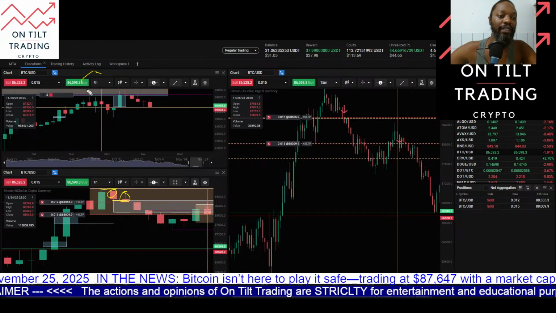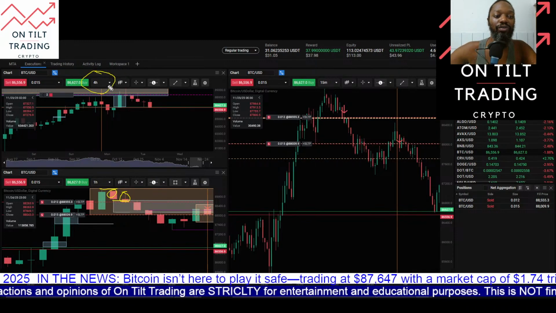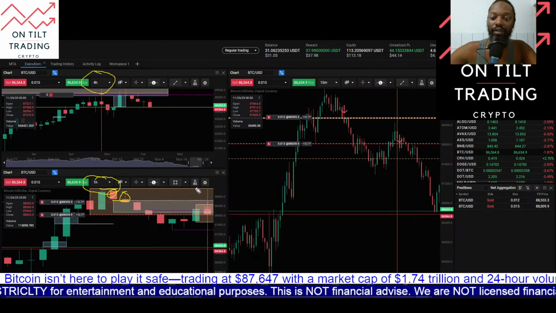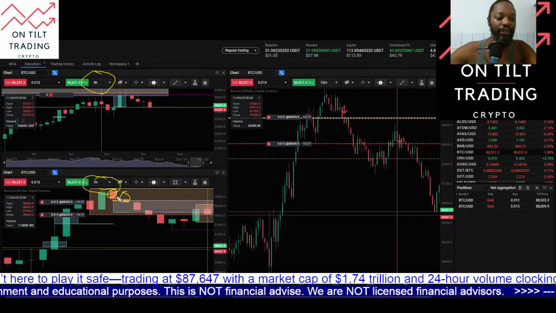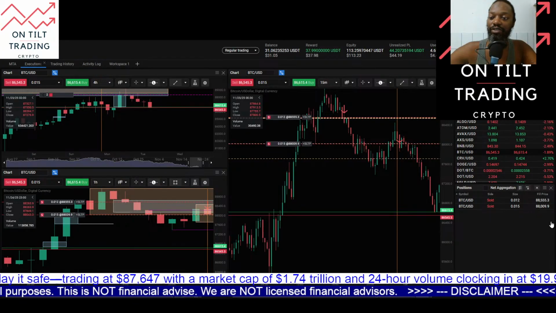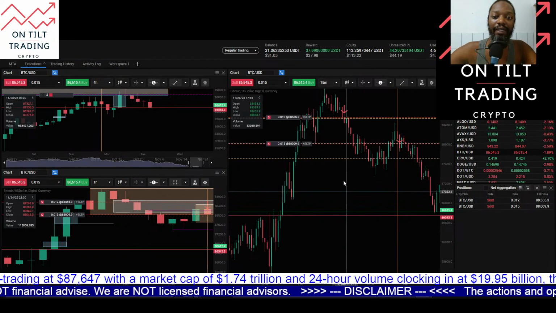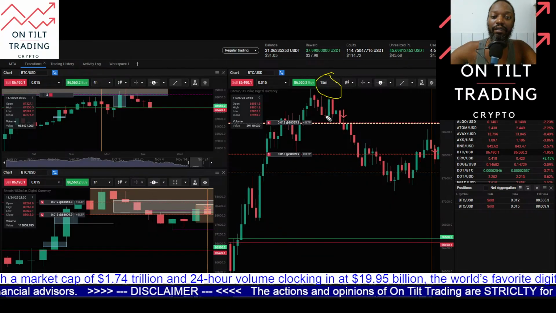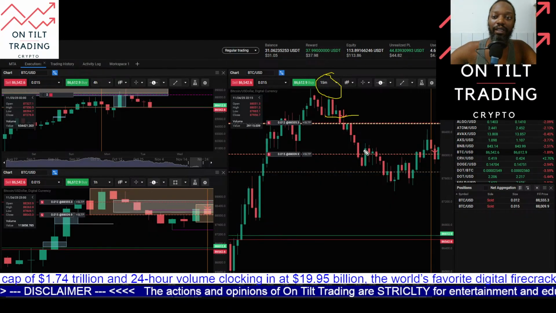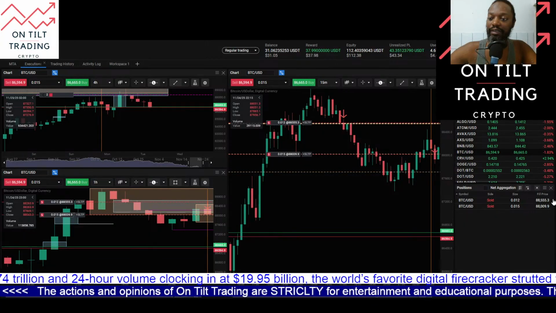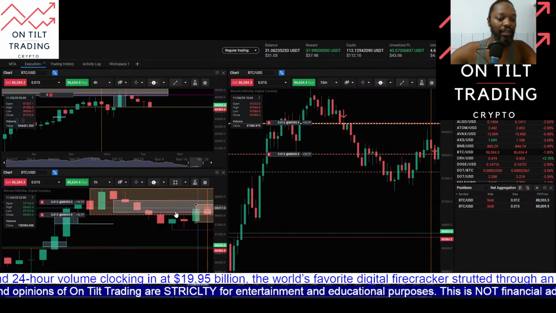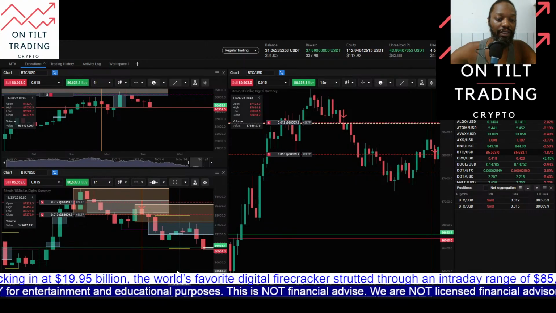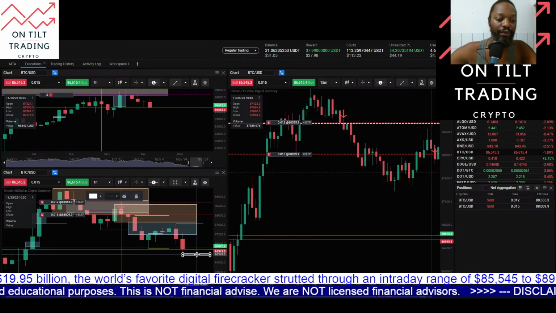So getting signals to trade short, trading into the 4-hour order block and the 1-hour session failure for the New York PM session, coupled with the 15-minute market structure shift. So these are the three signals that gave me a short idea and triggered the entry for me here.